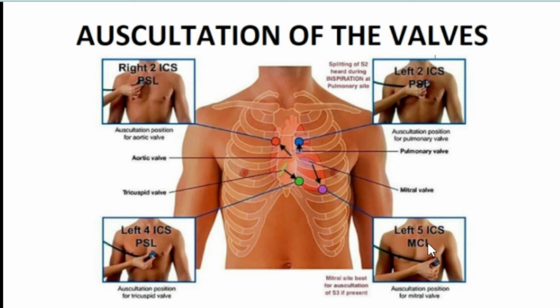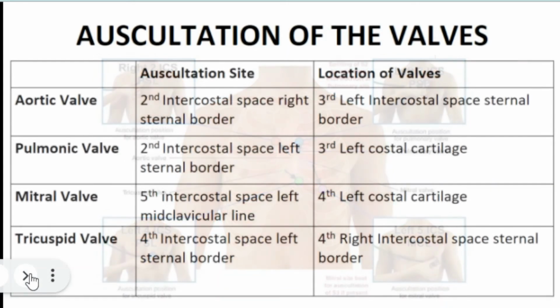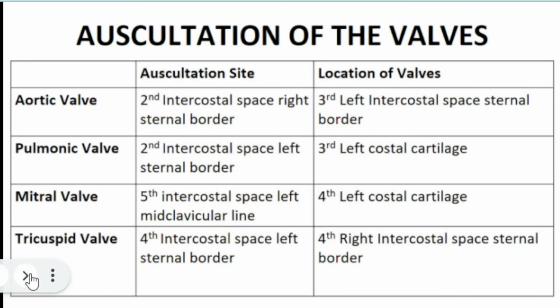Earlier, yung description na binigay ko was based on the ribs, di ba? Fourth and fifth rib space on the left midclavicular line. Now, ang ginamit na natin is the space. Kaya siya fifth intercostal space, midclavicular line. So here is a table showing the location of the valves, yung original location nila, and where the sounds are best heard. So please remember this.